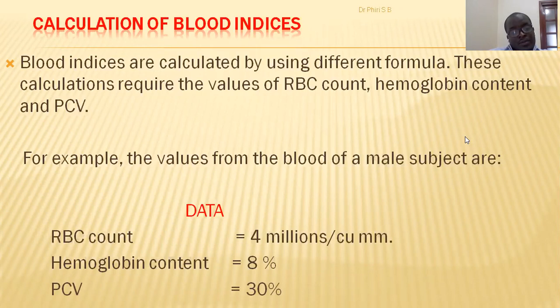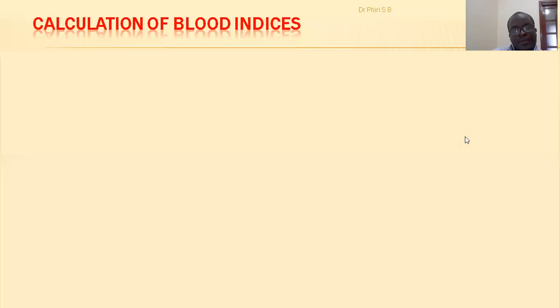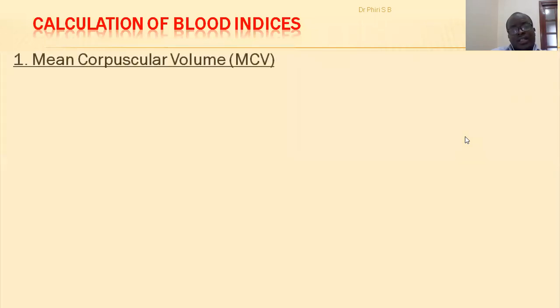Packed cell volume is different from hemoglobin content. Packed cell volume is the hematocrit, and this hematocrit is the fraction of the whole blood that is occupied by blood cells. So that component of whole blood that is occupied by blood cells is called hematocrit. For this particular subject, let's say the PCV is 30%. So let's start with the calculations, but first let's look at each and every blood index. What does it entail before we go to the calculation?